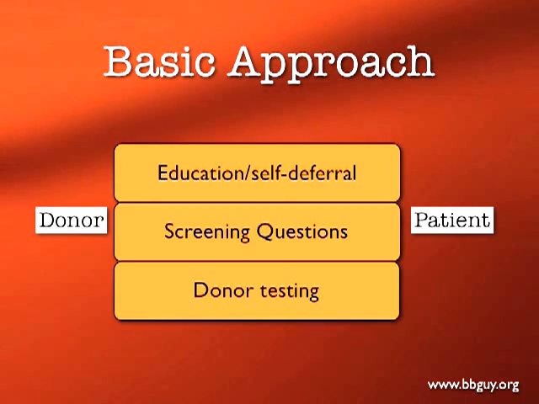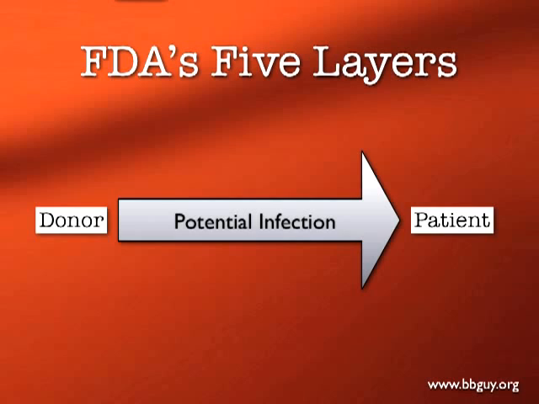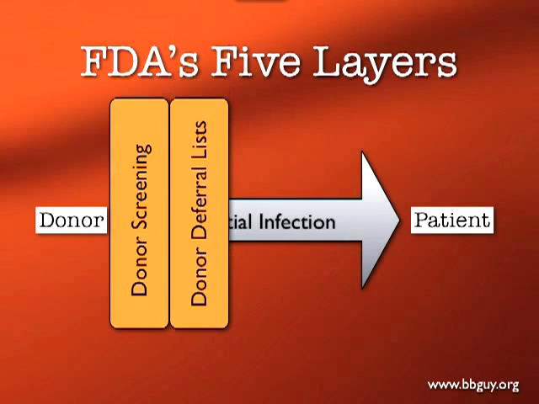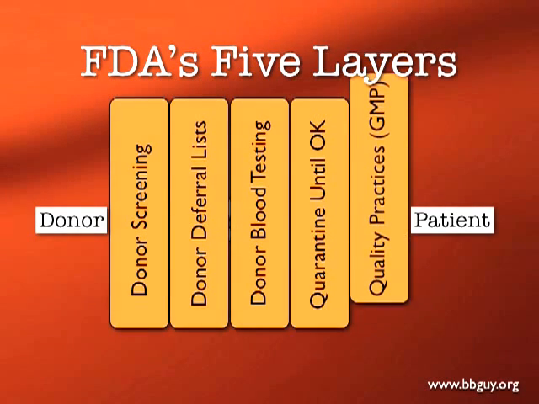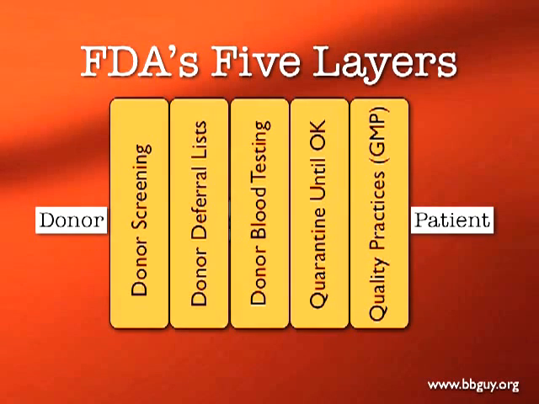We obviously try to prevent that. The FDA looks at things in a slightly different way. They have what they call the FDA's 5 layers of safety, and you can see them bouncing down on the screen right now. They include some of the same things that we've already talked about, but the last two is what I would call your attention to.